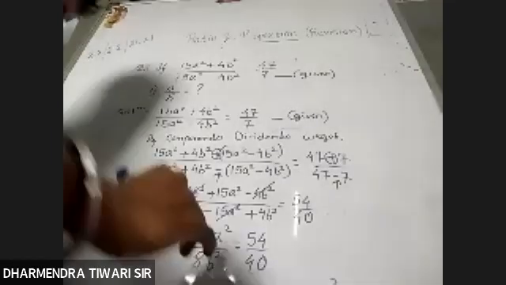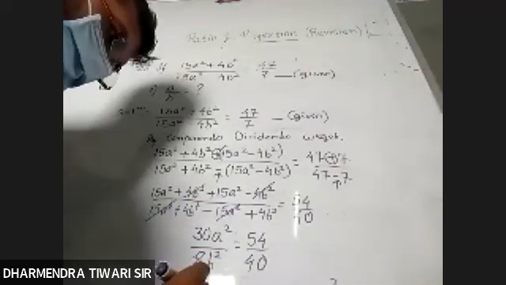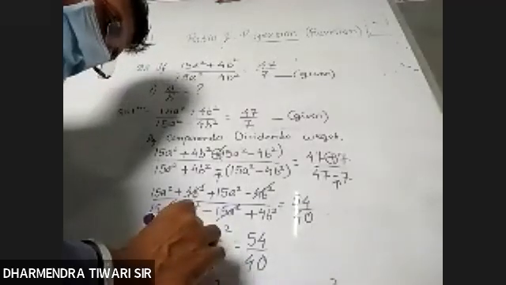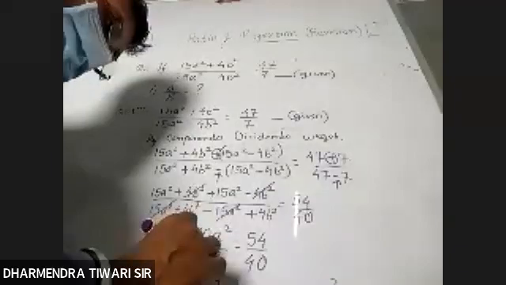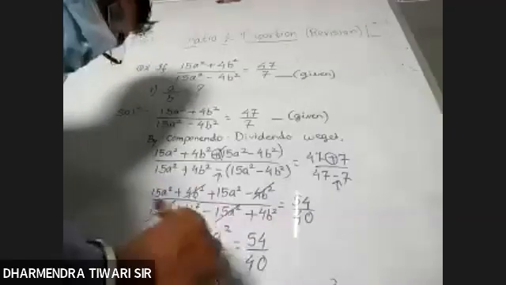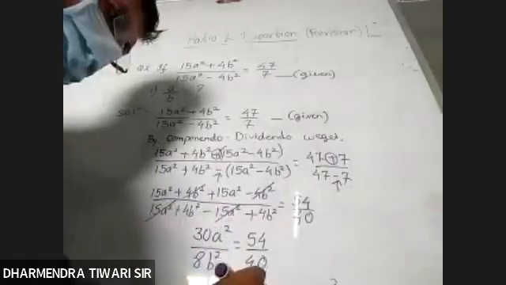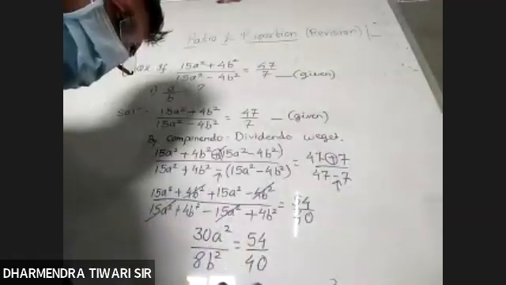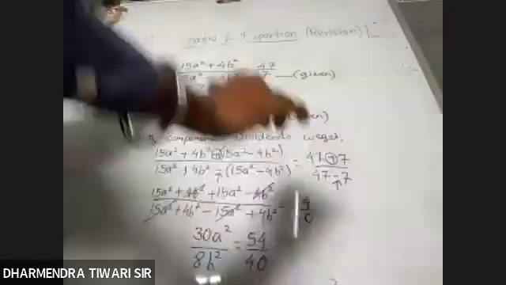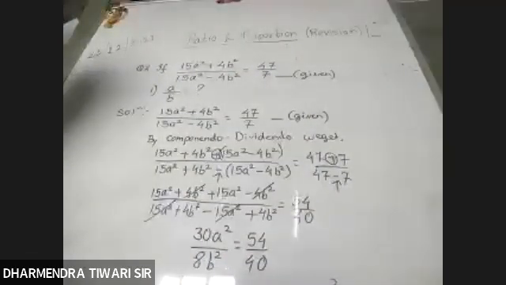So the steps after this is a square by b square. Taking this term, that is 30 by 8, to that side, or you can multiply 8 by 30 on both sides. 8 by 30 means they will cancel each other. 54 into 8 upon 40 into 30. Hope this is clear.